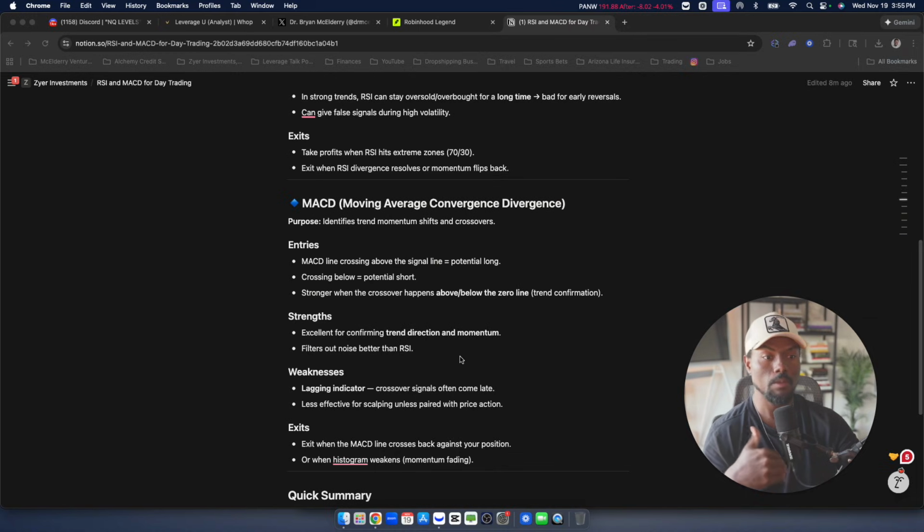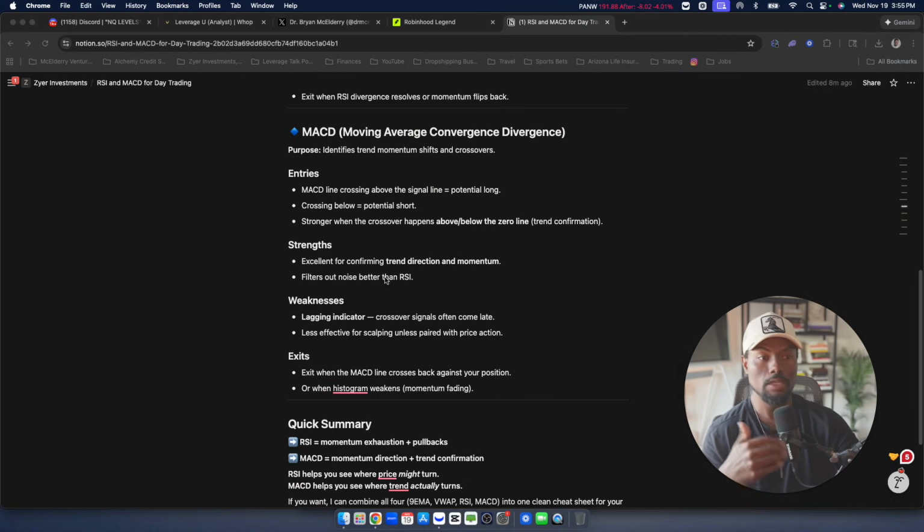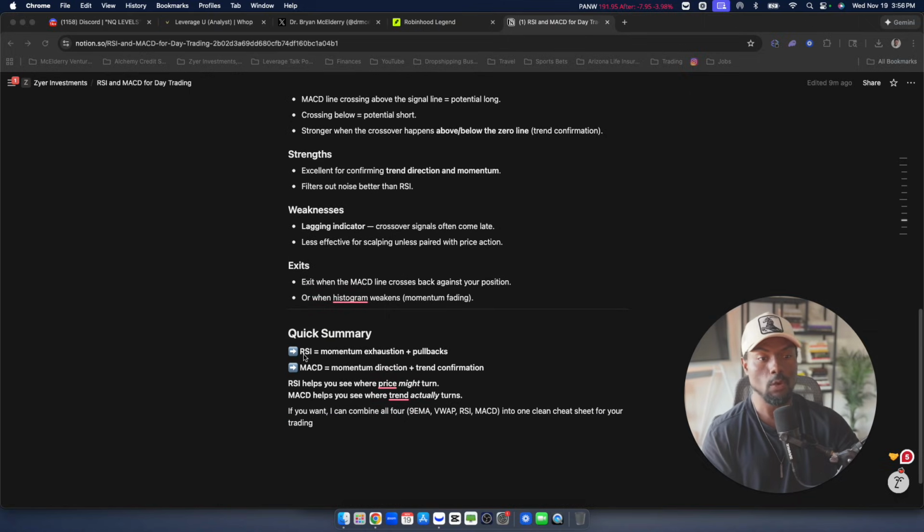Strength: excellent for confirming trend direction and momentum. Filters out the noise, better than RSI sometimes. Weaknesses: lagging indicator, right? Sometimes it can lag and the move already happened and the MACD hasn't given you that signal yet. So in quick summary, RSI equals momentum, exhaustion or pullbacks. MACD equals momentum direction and trend confirmation. We're good on definitions, class?